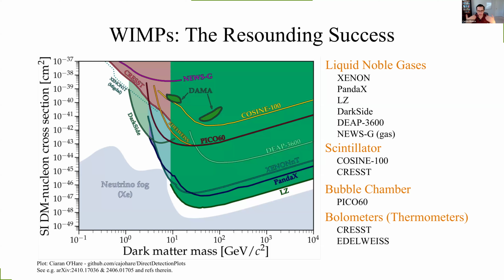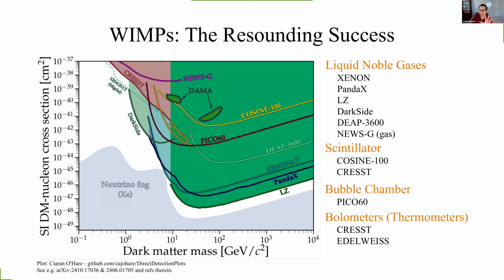Okay, so what is the actual status of things? Here's a plot from a GitHub repository that I absolutely love. This is from Ciaran O'Hare's GitHub repository, where he accumulates constraints from the entire community, and he keeps this as up to date as possible. I really want to plug his work because he's doing an amazing job for the community of keeping everything organized. And I'll also point out two reviews on dark matter and direct detection here at the bottom. Okay, so what is this showing?